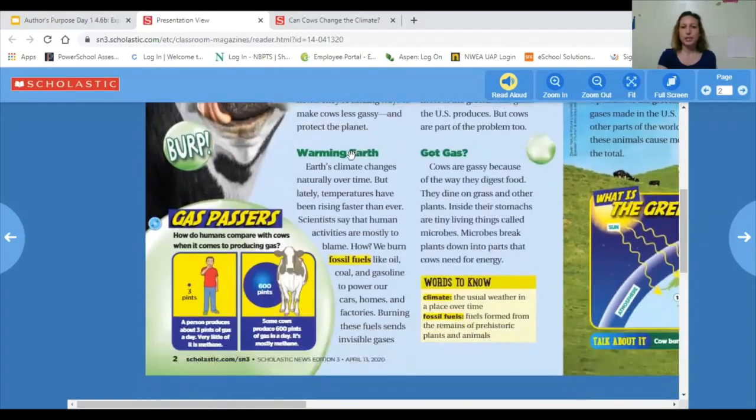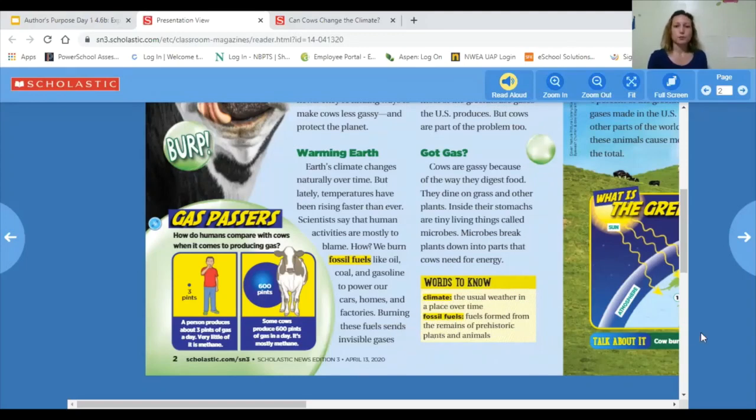So here's our first heading, Warming Earth. Earth's climate changes naturally over time, but lately temperatures have been rising faster than ever. Scientists say that human activities are mostly to blame. How? We burn fossil fuels like oil, coal, and gasoline to power our cars, homes, and factories. And here we see fossil fuels are formed from the remains of prehistoric plants and animals, so they are naturally occurring.